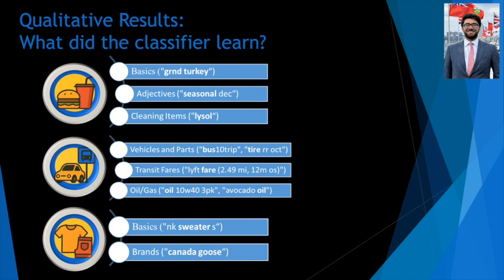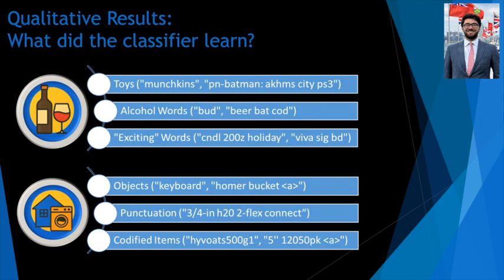All categories were able to classify items which were clearly within their scope, which we call basics. For the food category, the model also learned adjectives which describe food, such as seasonal, and unfortunately cleaning items like Lysol. The transport class learned to accurately predict vehicles and parts, fares, and oil and gas. Clothing was additionally fairly strong at recognizing well-known brands such as Canada Goose. The alcohol and entertainment category effectively picked up toys and words describing alcohol. It also learned exciting words, which may imply happiness or celebrations. The home and appliances category classifies objects such as a keyboard.